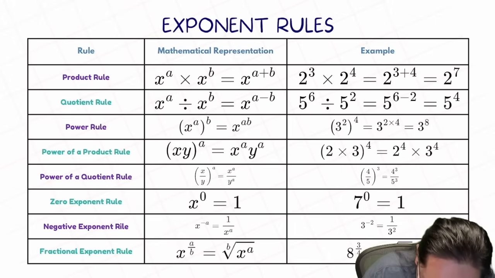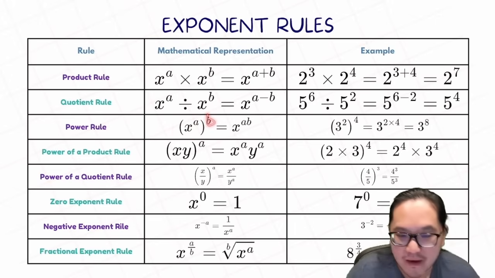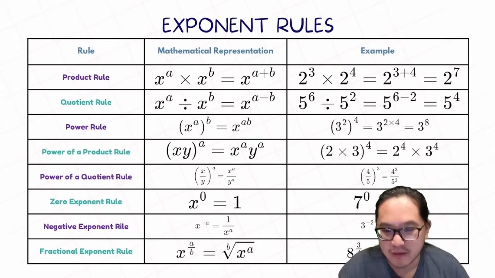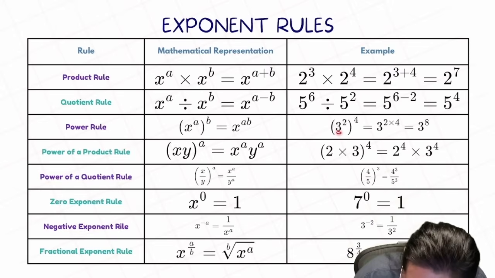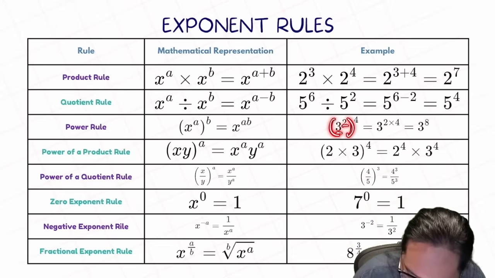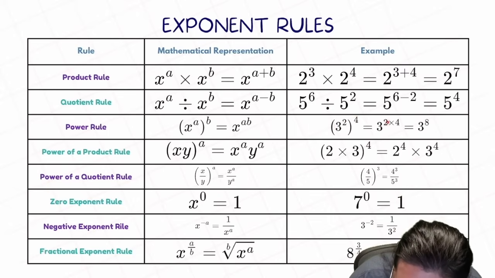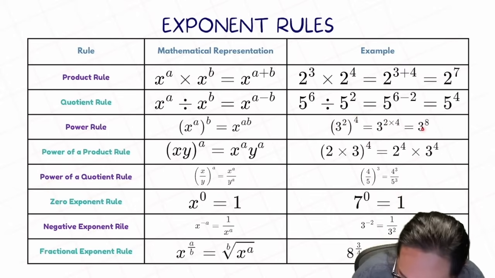Okay? So next, we have the power rule. What does that mean? If x to the power of a is inside the parentheses with another power of b, it will be just equal to x to the power of a multiplied by b. So here, 3 to the power of 2, in parentheses, to the power of 4, is just equal to 3 to the power of 2 multiplied by 4, equal to 3 to the power 8.